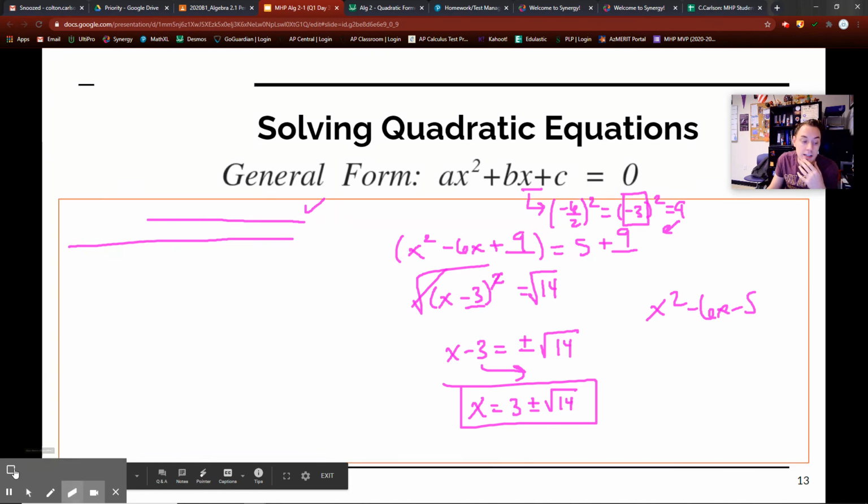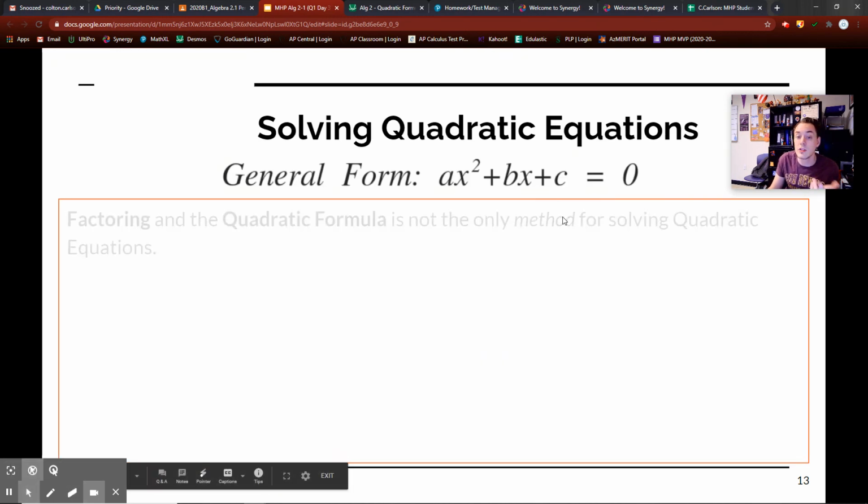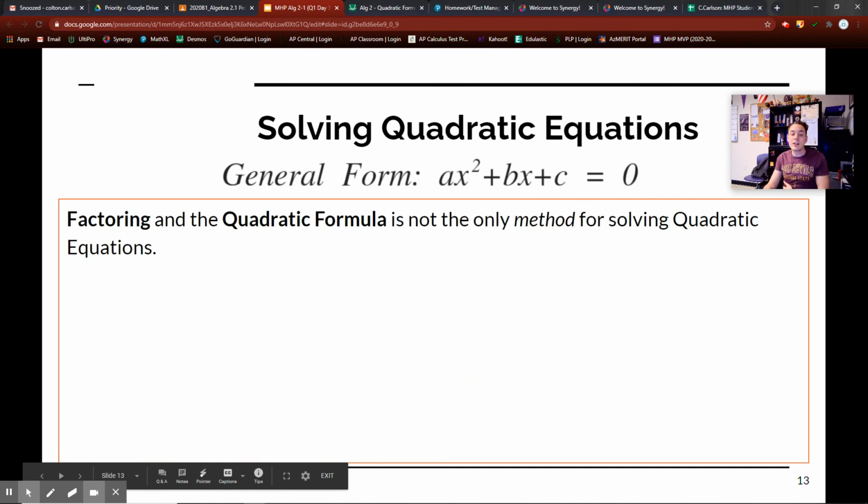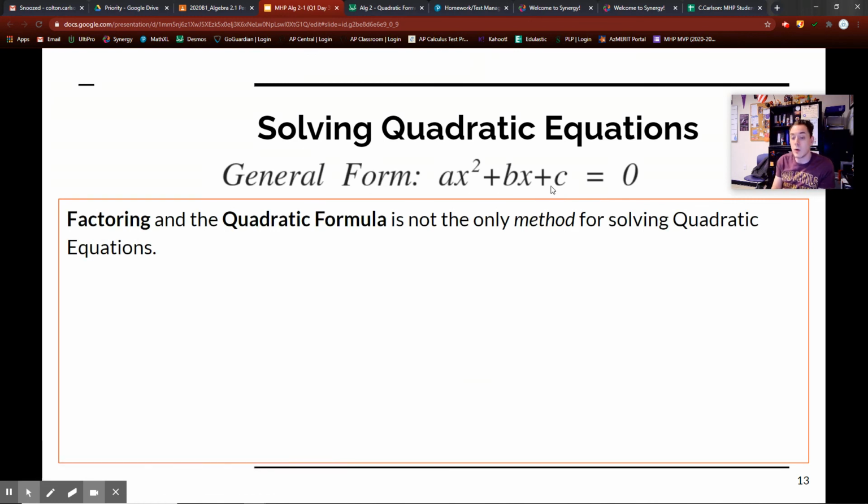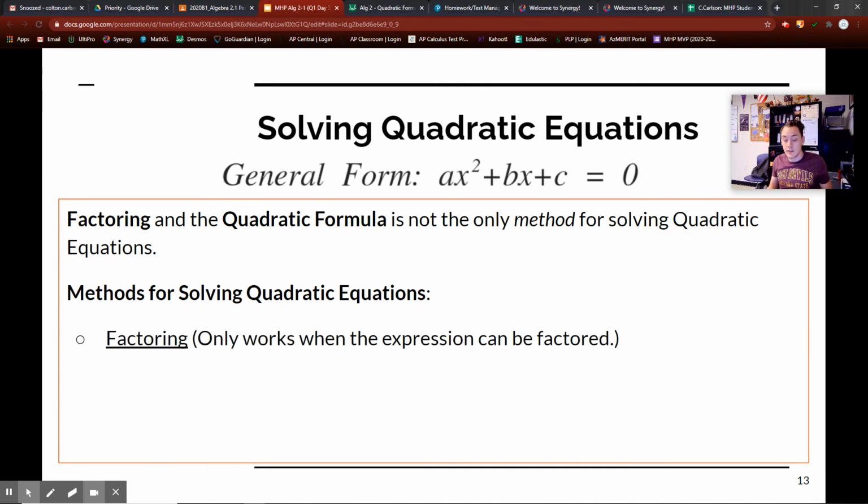Awesome. So here is a general strategy on what to do when you're solving quadratics. Factoring and the quadratic formula are not the only methods for solving quadratic equations. We went through 2 other methods right now: the square root property, and also completing the square. So what does that give us? Factoring only works when the expression can indeed be factored. You always want to try this first. First and foremost, if it can be factored, you want to try to factor it.